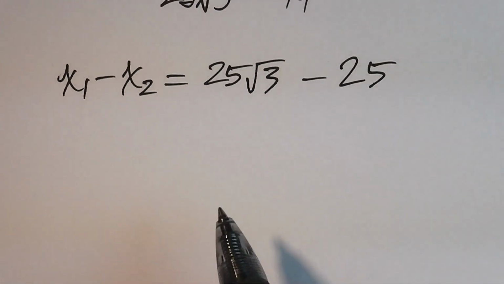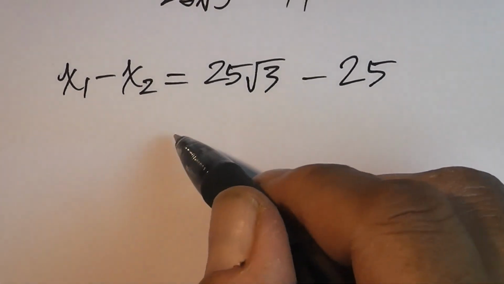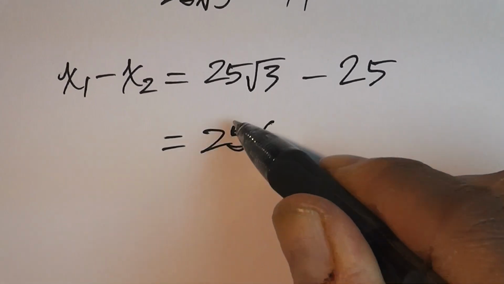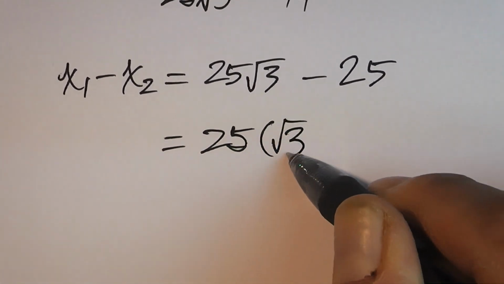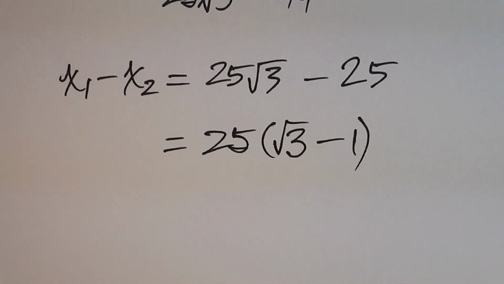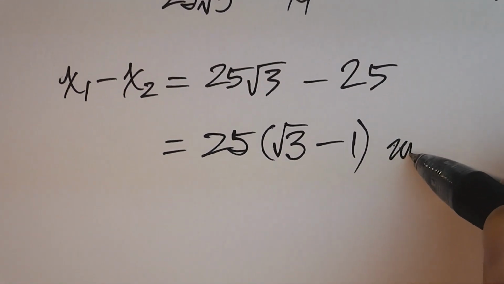You think about this, this is like 25 times radical 3, this is like 25 times 1. So you could factor it. 25 times radical 3, 25 times negative 1. This is the exact expression that part A asks. This is in meters.